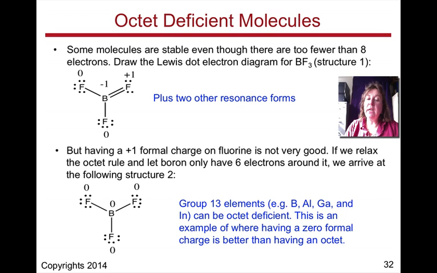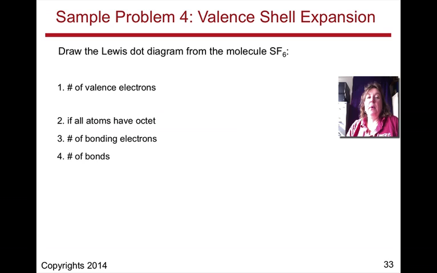So group 13 elements, for instance, boron, aluminum, gallium, and indium, can be octet deficient. This is an example where having a 0 formal charge is better than having an octet. So all the elements in that row are happy and stable without an octet, and they're good with 6. Another example of our exceptions to the octet rule are valence shell expansions.